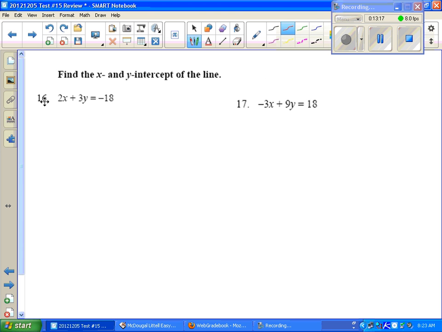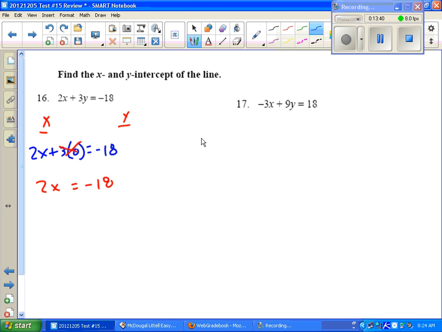Number 16 and 17 says find the x and y intercepts. Remember, to find the x-intercept, you plug in 0 in place of y, and to find the y-intercept, you plug in 0 in place of x. So 2 times x plus 3 times 0 equals negative 18. Anything times 0 eliminates it, so what you're left with is 2x equals negative 18.